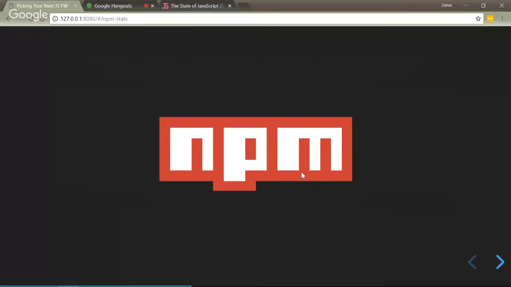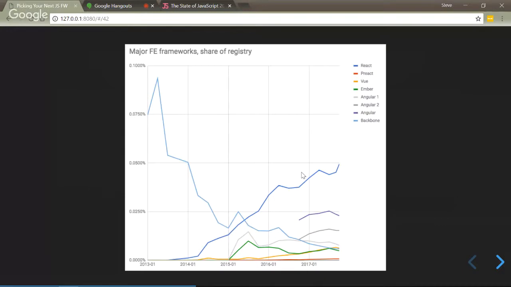NPM stats. So some of these are from the end of the year. This is major frameworks as a percentage of the registry. There's a little lies, damn lies, and statistics. Even this number, by the way, is actually increasing as a total. It's just that this is as a percentage of downloads. It's dropping precipitously because NPM is growing so fast. But this one's Backbone. Backbone is clearly losing market share.